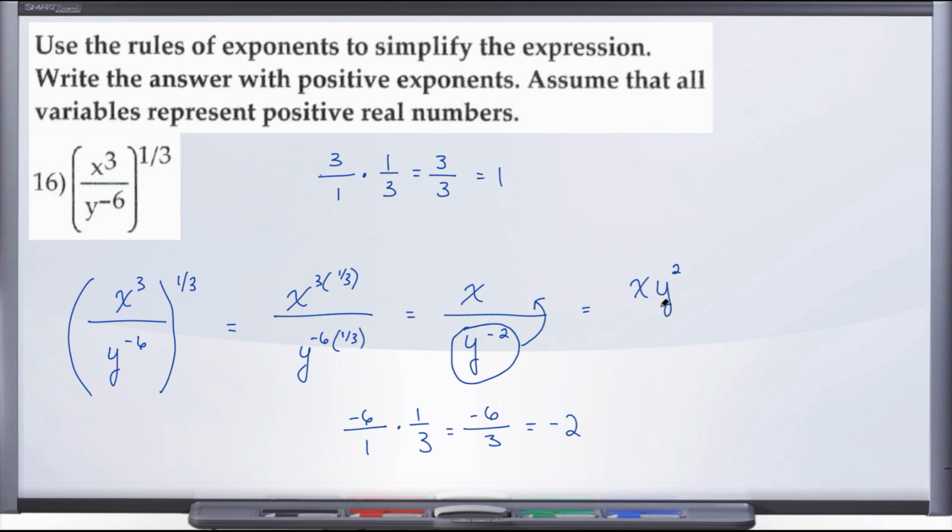And so we no longer have anything in our denominator other than that imaginary 1 there, that 1. But everything is now moved to our numerator, and our final answer is simply x y squared. And that is number 16.